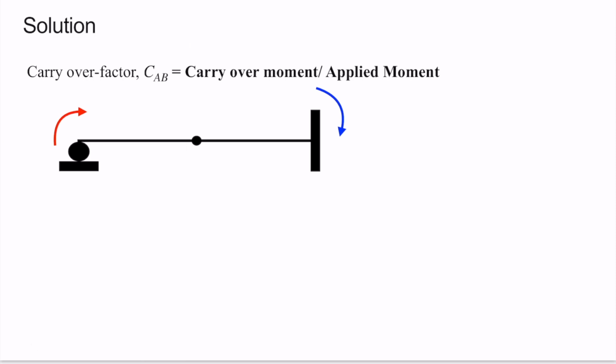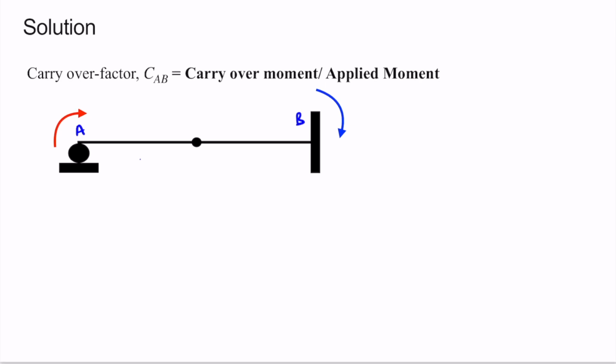So in this problem, let's call this end A and this end B. There's an internal hinge. This length is L and this length is also L. So let M be the applied moment and M dash be the carryover moment. So here we need to calculate the value of this M dash and finally calculate the value of CAB, that is the carryover factor. Let's first calculate the reactions.